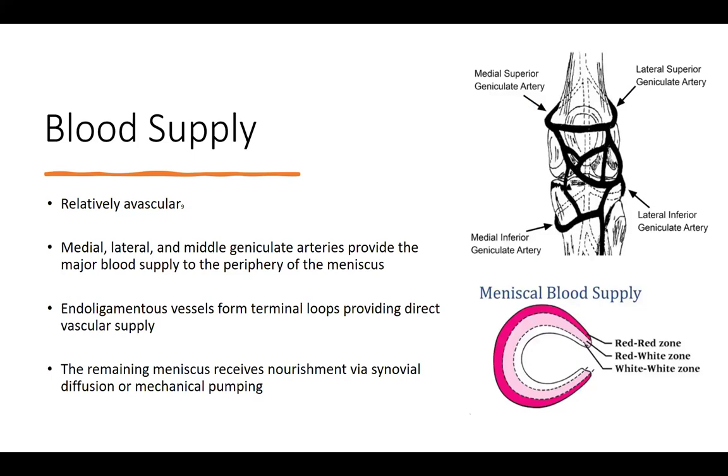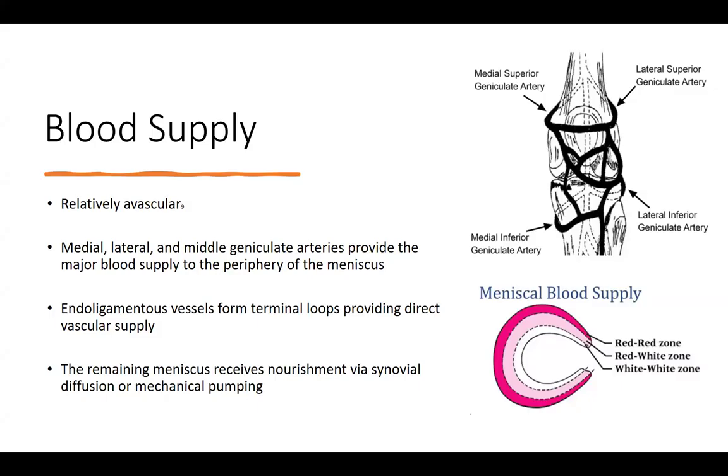So in terms of blood supply, the meniscus is a relatively avascular structure. It is typically divided into three zones. This includes the red, which is highly vascular, the red-white and the white-white sections. These indicate the amount of relative direct blood supply given to the given portion of the meniscus.